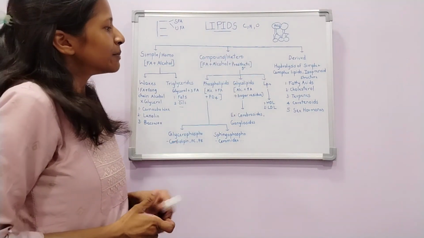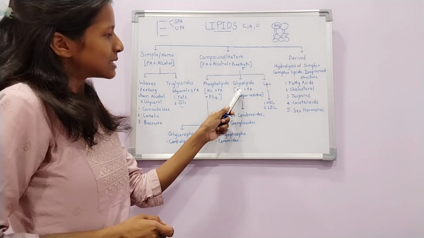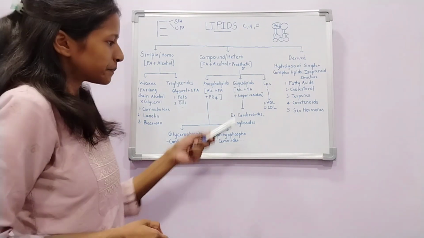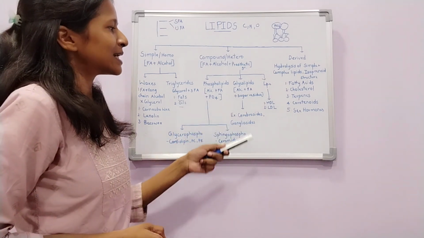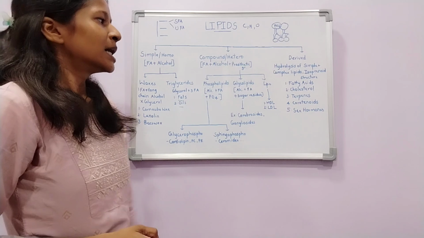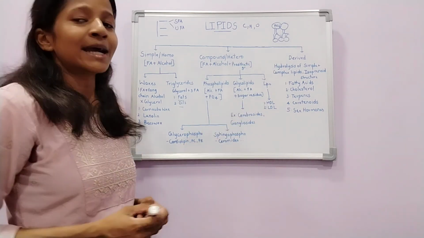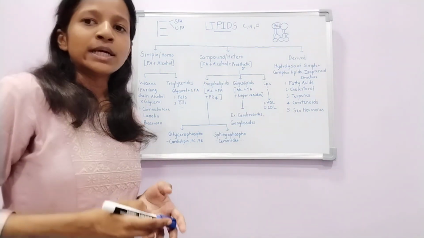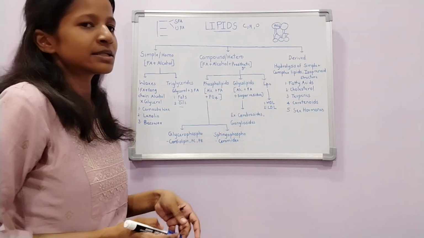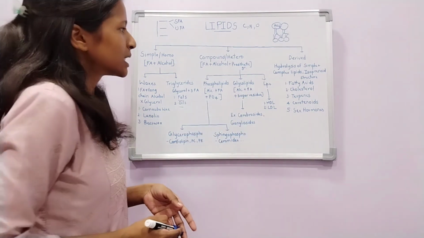Moving on to glycolipids, as the name suggests, there is alcohol, there is fatty acid, and then there are sugar residues that are present. Cerebrosides and gangliosides are important examples of glycolipids. Lipoproteins, as we all know, are of two types, high density lipoprotein and low density lipoprotein. So these are made of cholesterol esters, triglycerides, and apolipoproteins.